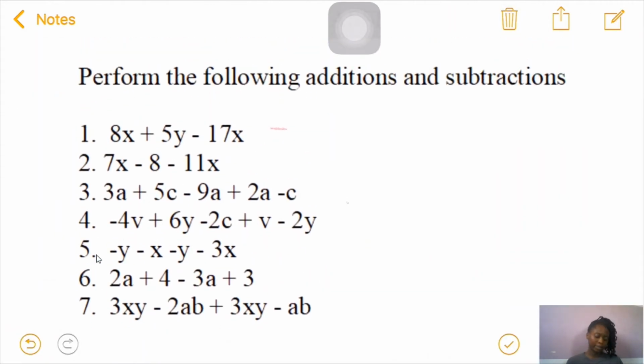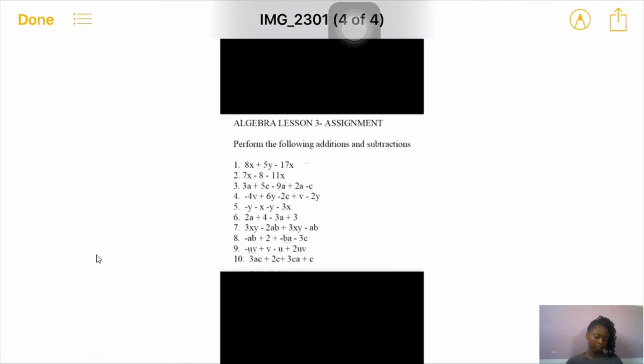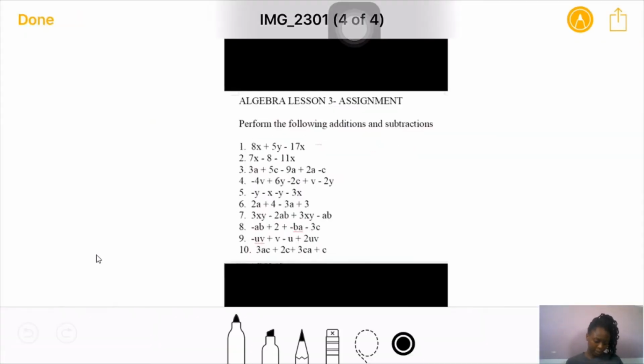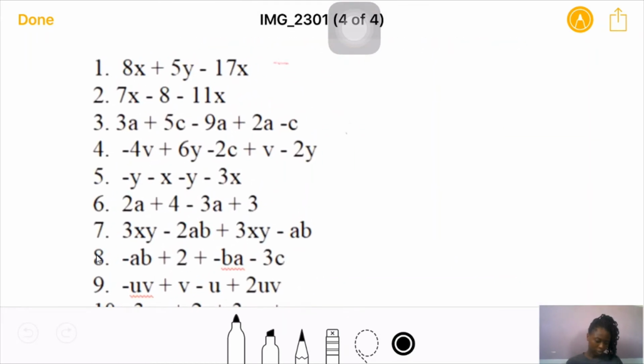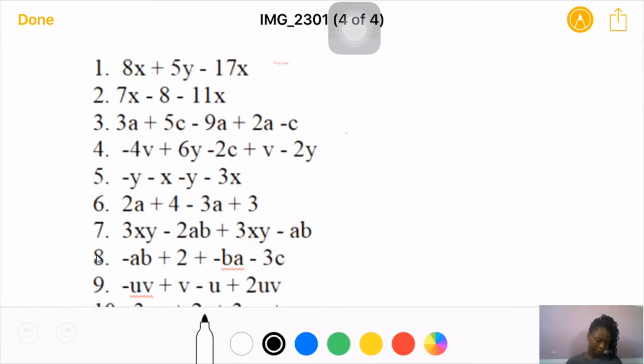So for the second one, I just need to group the items. So the same thing, 7x minus 8 minus 11x. The ones with x will be grouped and the ones without x will be grouped together. So we have two of them that have x, so we'll just group them together. So I have 7x, and I told you that the first one that doesn't have any sign means it's positive. So I have positive 7x.